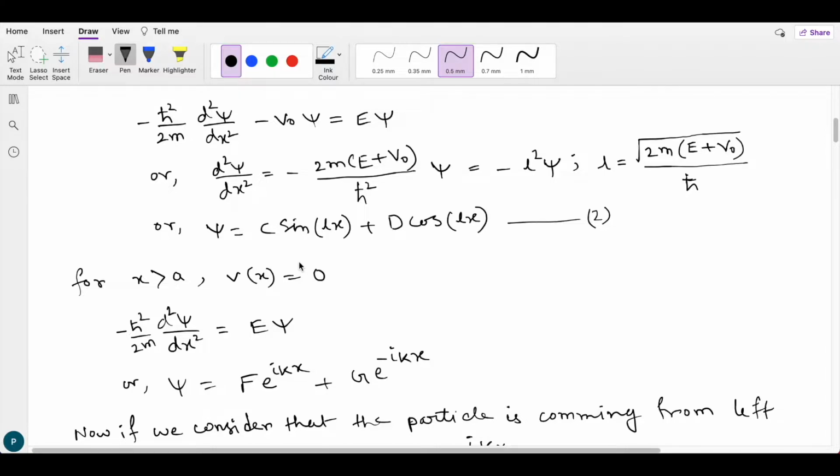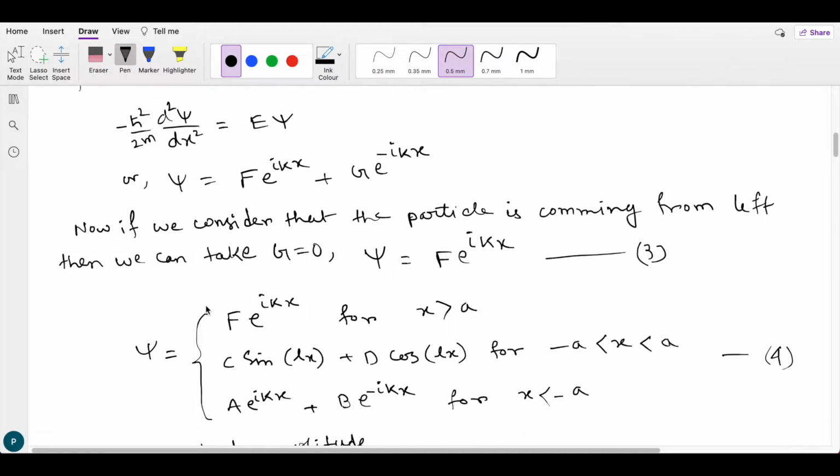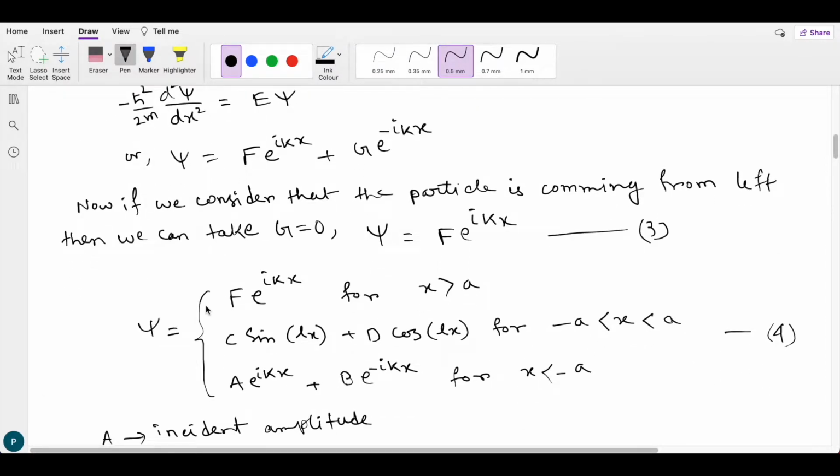For the region x greater than a, the potential is 0. So the Schrodinger equation becomes minus h bar squared by 2m d2 psi by dx squared equals E psi, and the solution is similar to the first case, which is psi equals F e to the power ikx plus G e to the power minus ikx.